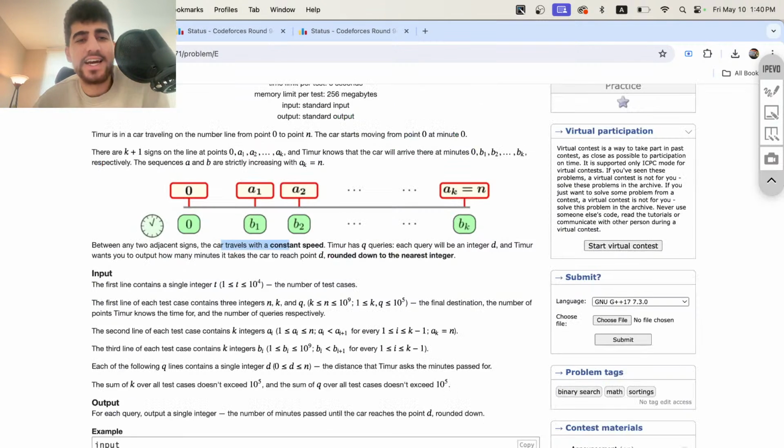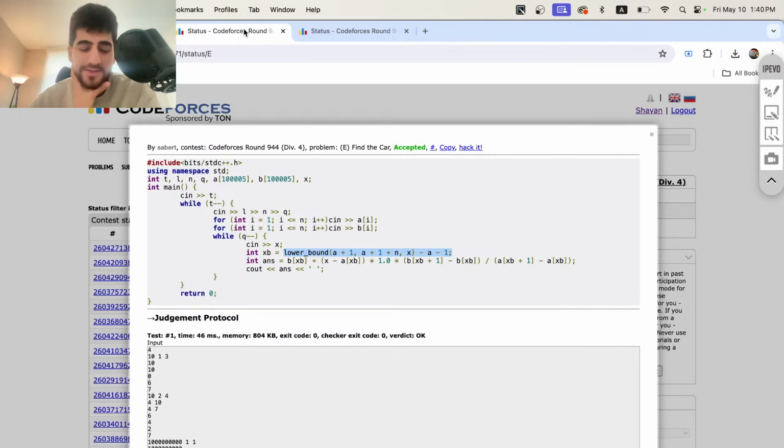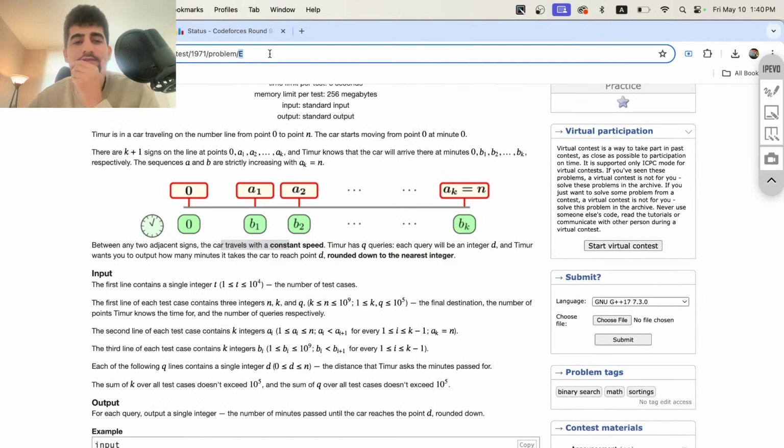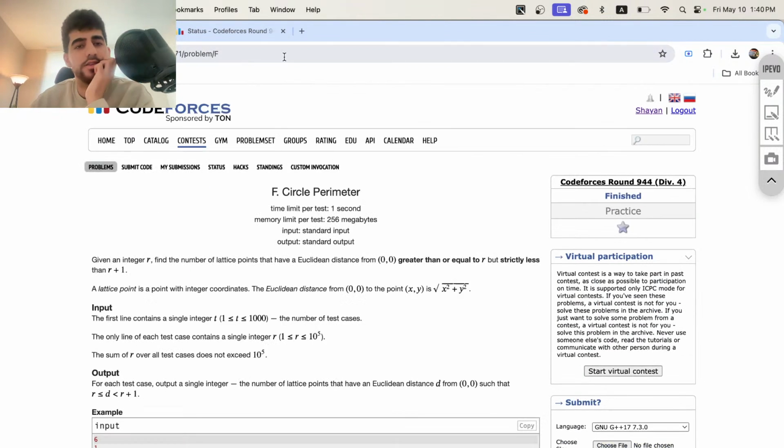The next one is f, and we finally will discuss f. I know that a lot of you were waiting for f. Okay. So circle perimeter.